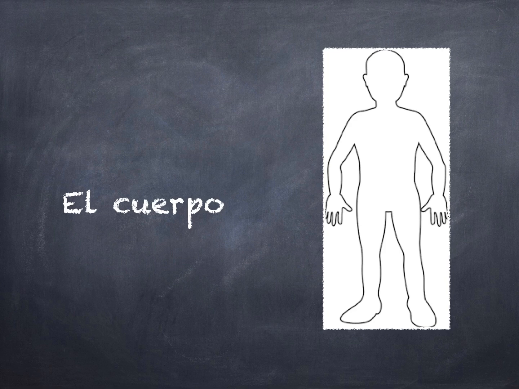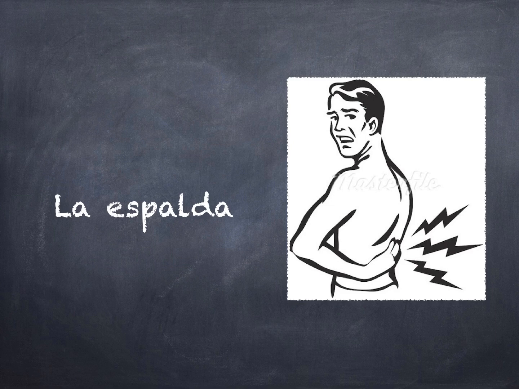El cuerpo, and as you saw at the beginning of the presentation, I had las partes del cuerpo. Cuerpo is the word for body in Spanish, cuerpo. And finally, we have la espalda, which is the word for back in Spanish. This guy's pointing to his back and saying it's hurting. La espalda is the word for back.